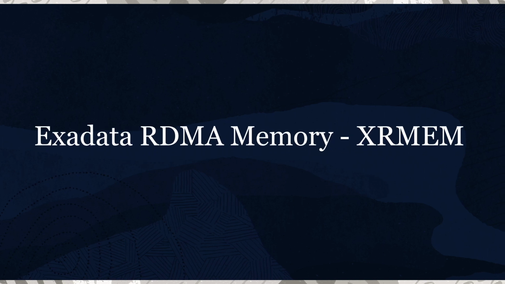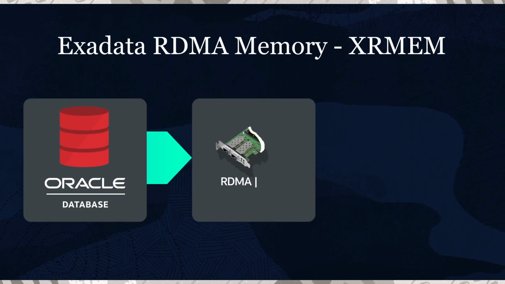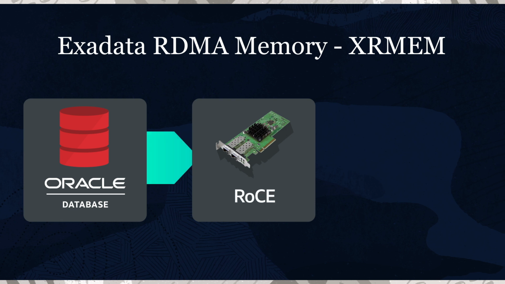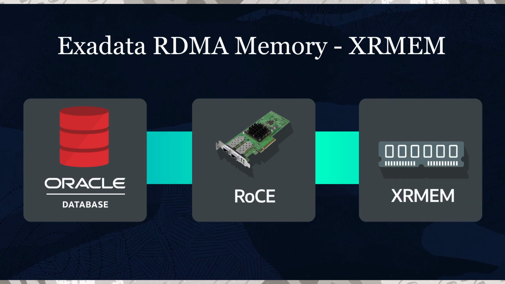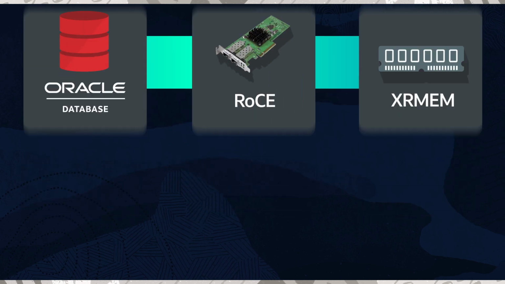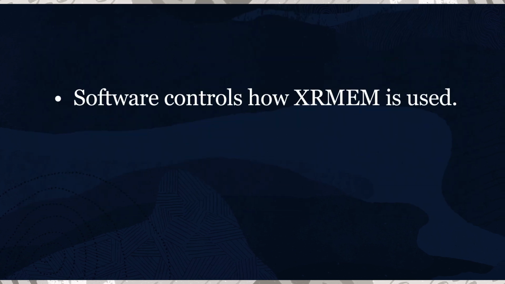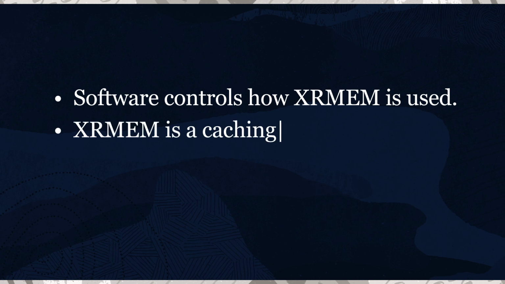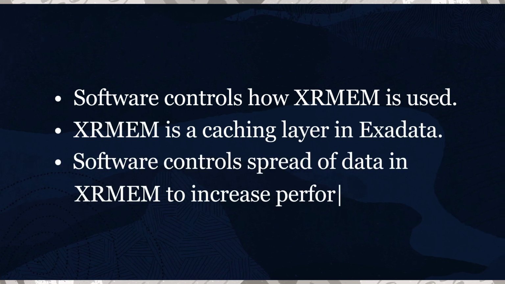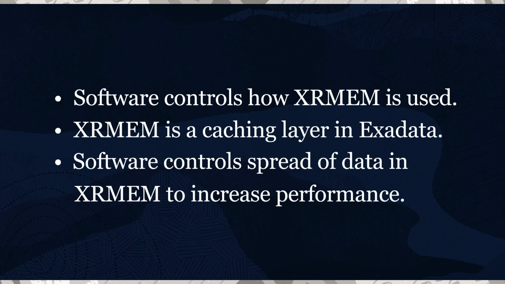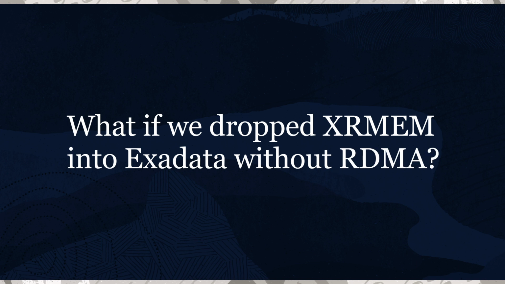Oracle Database uses remote direct memory access over converged Ethernet, or RoCE, to access data cached in Exadata RDMA memory, or XRMEM, on the storage side of Exadata. Oracle software controls how XRMEM is used. Software uses XRMEM as a storage side's cache, and software controls the spread of data in XRMEM to provide the highest possible performance. Let's first look at how data caching would work in Exadata without RDMA.